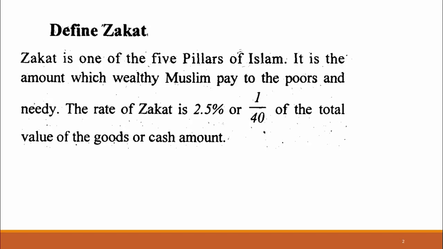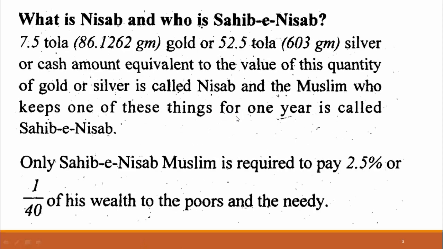So in the Islamic point of view, 2.5% is the rate of Zakat. 2.5% means 1 rupee out of 40 for the Zakat. So the next question is, what is Nisab and who is Sahib Nisab for the Zakat?